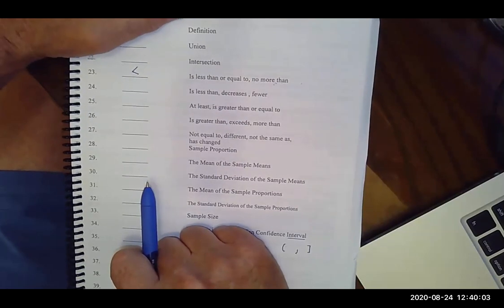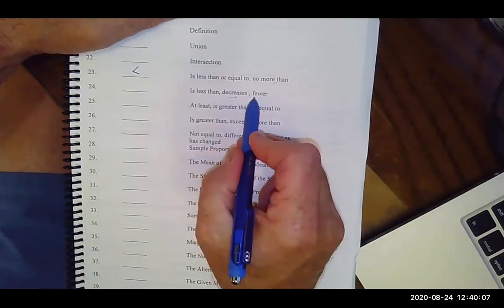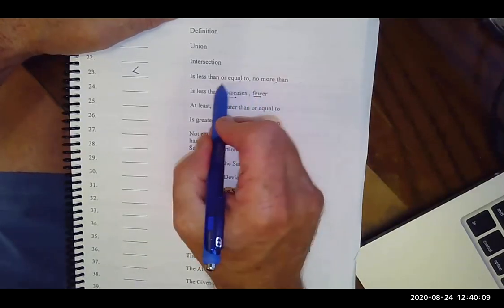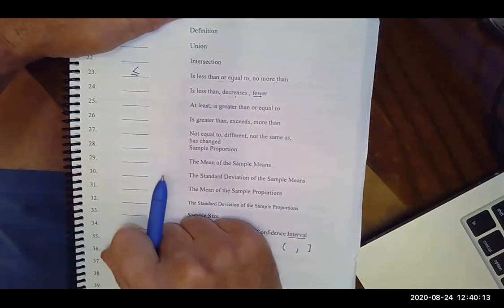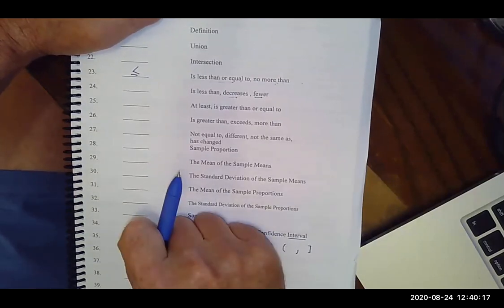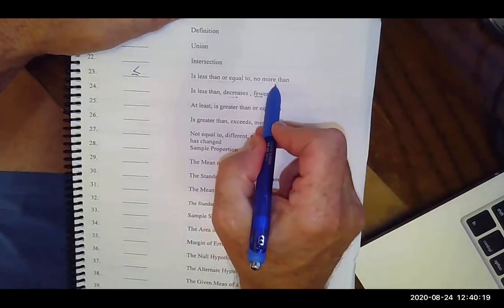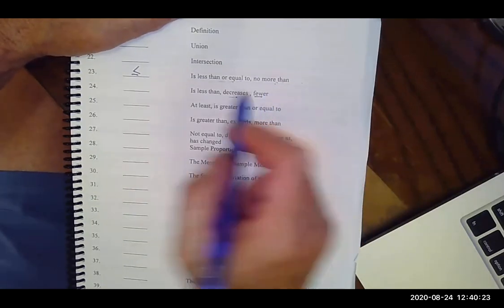Does not have the equal sign associated with it. This is the back of your packet. Decreases, fewer. Oh, sorry, less than or equal to. No more than does have an equal. No more than, that means you include it. My mistake. Hey, I make mistakes too. Yeah, no more than includes the item that you're talking about.